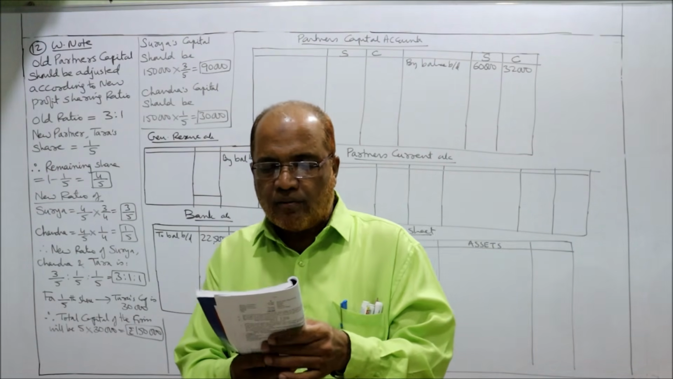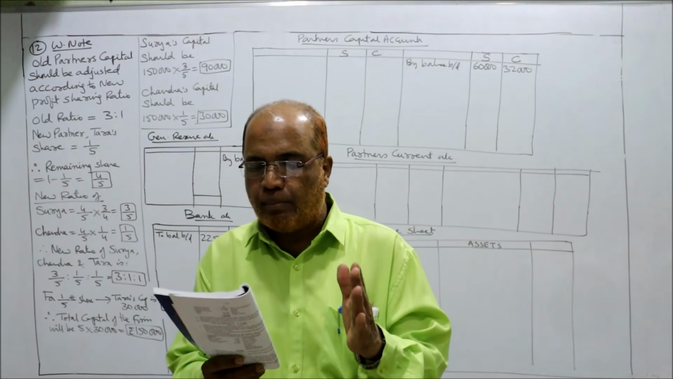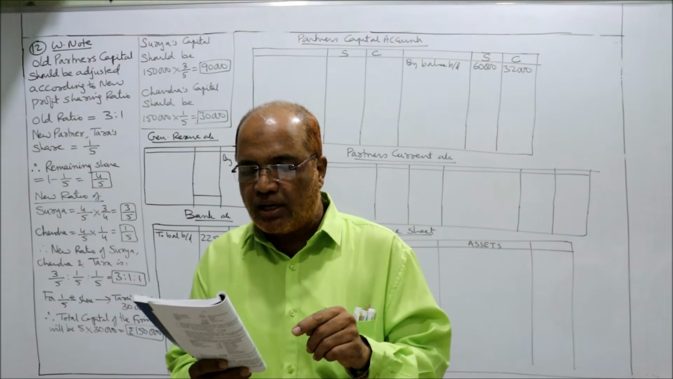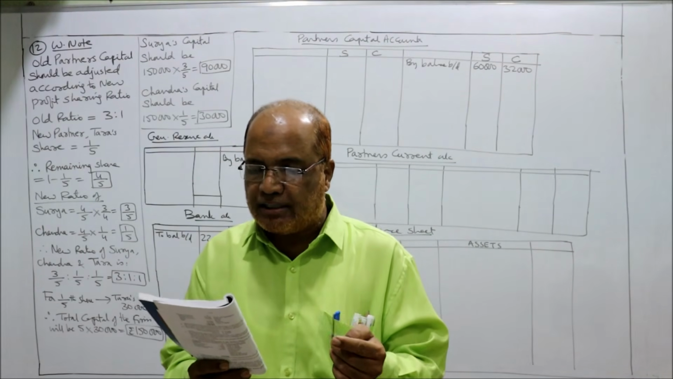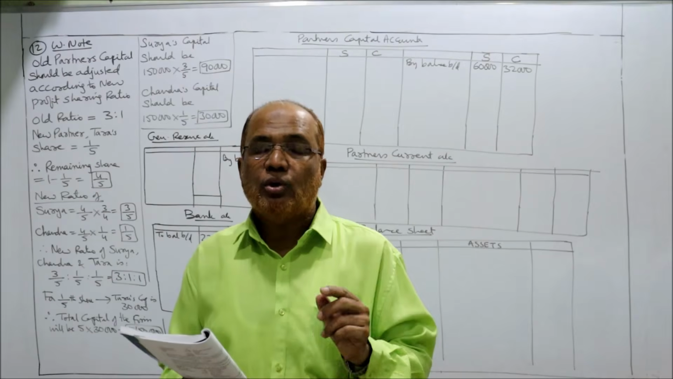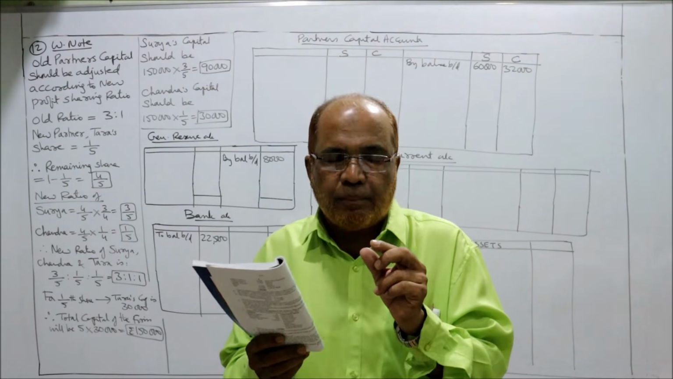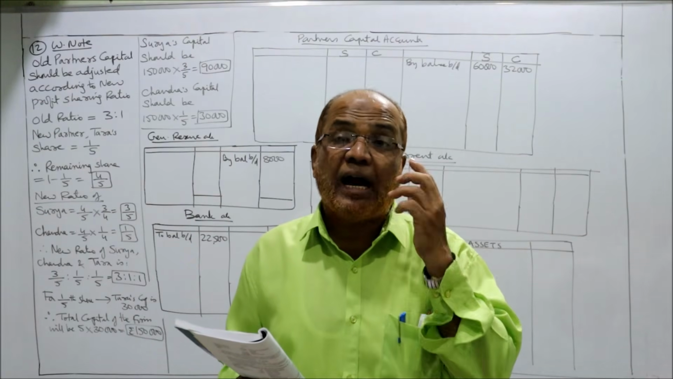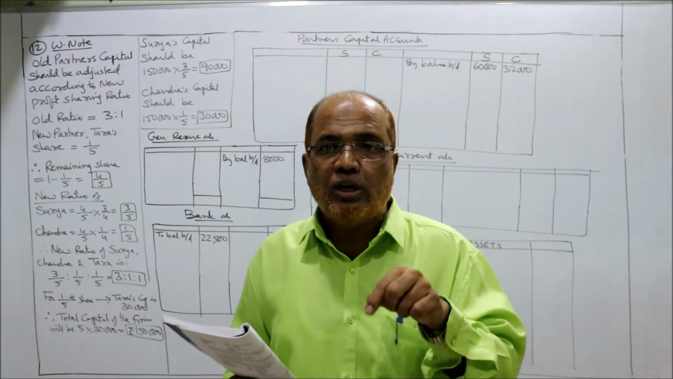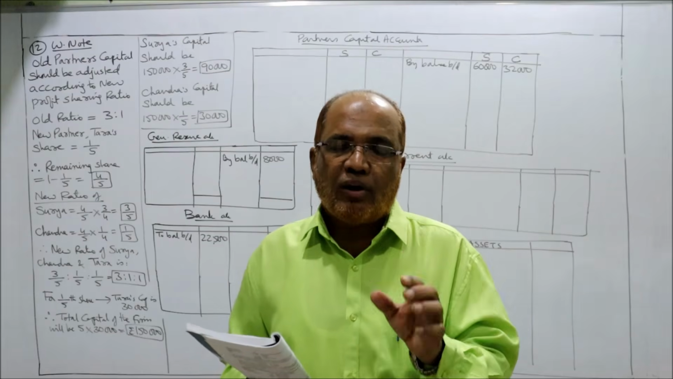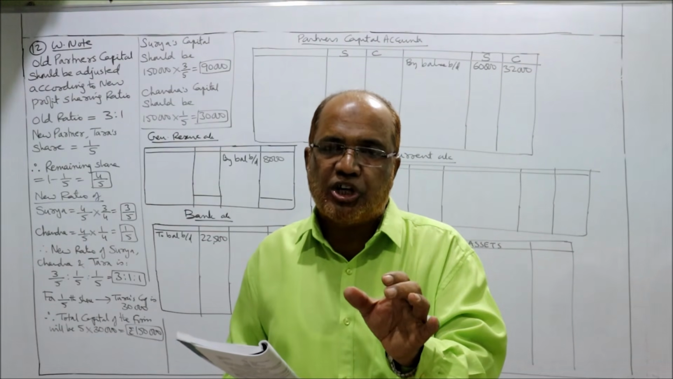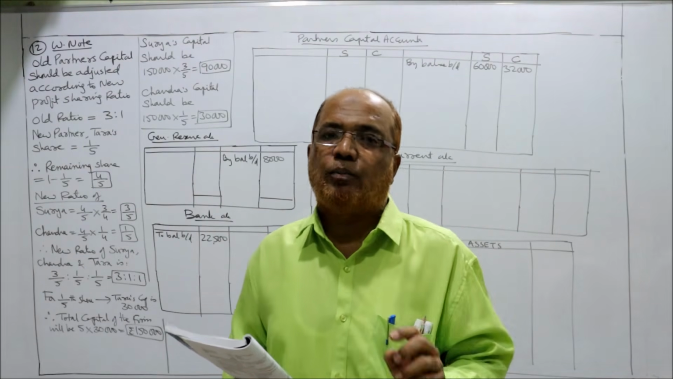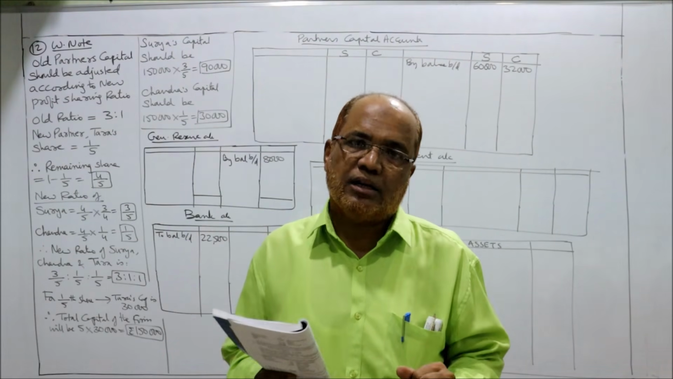The capital accounts of the partners be readjusted on the basis of their profit sharing ratio, and any additional amount be debited or credited to their current accounts. The new point and very typical point in this problem is the old partners' capital accounts should be adjusted according to the new profit sharing ratio. So we have to find out what is the new profit sharing ratio and how much capital should be there according to the new profit sharing ratio of the old partners.